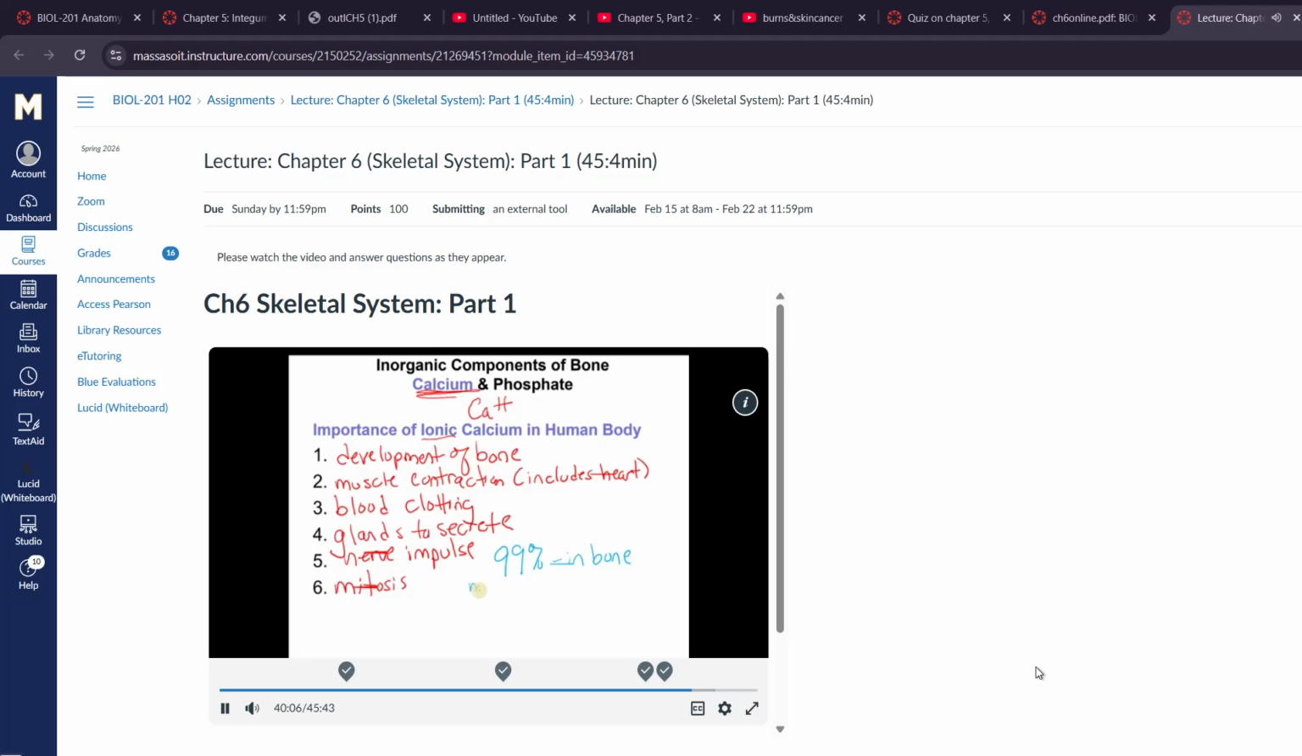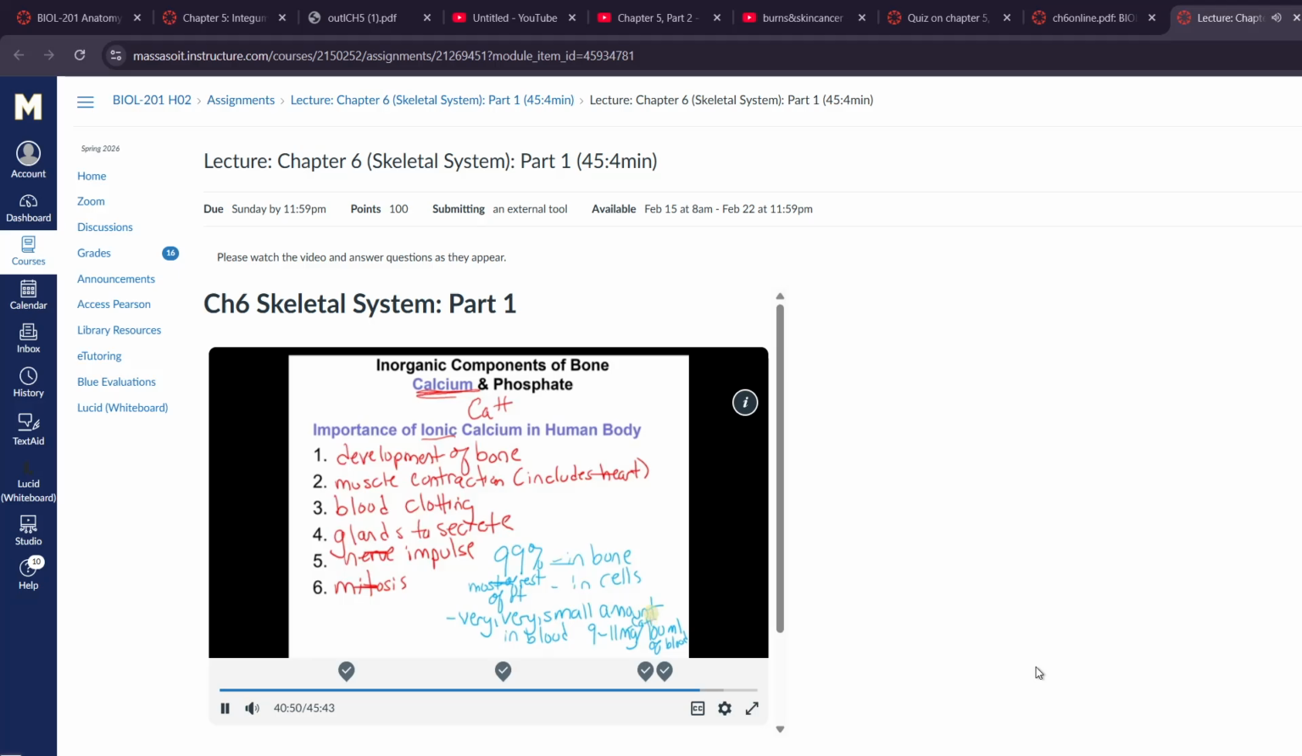Most of the rest of it can be found in cells, in the cells that need it. For example, muscle cells, or in glands, or in bone. But a very, very small amount is found in your blood. And it is a range. It ranges from 9 to 11 milligrams per 100 milliliters of blood. Okay, so 9 to 11 milligrams of calcium.